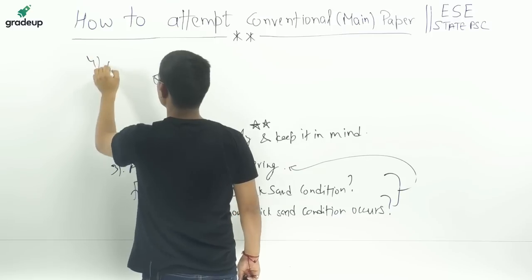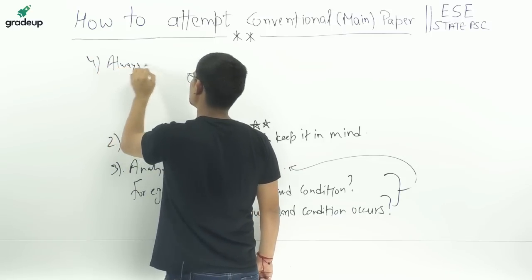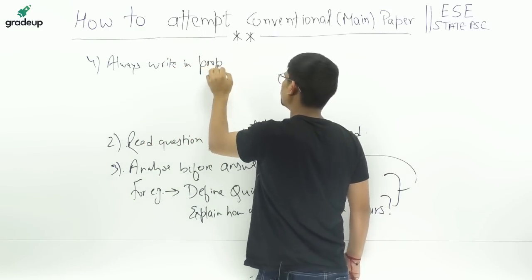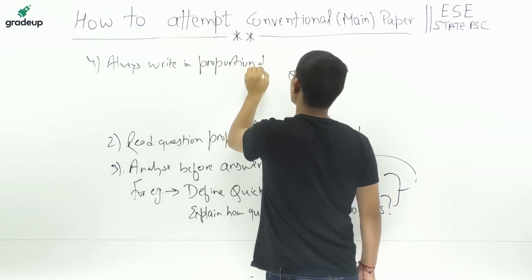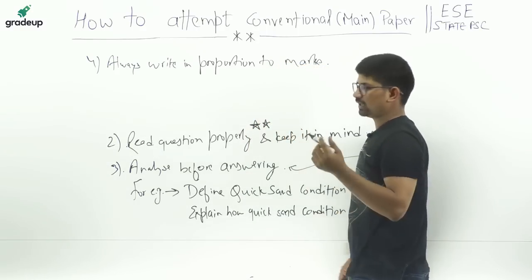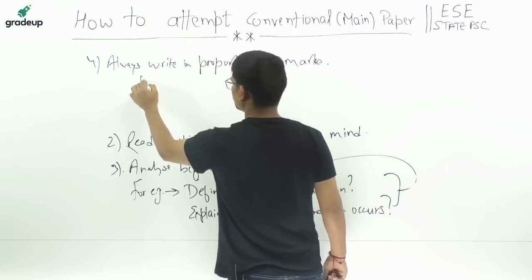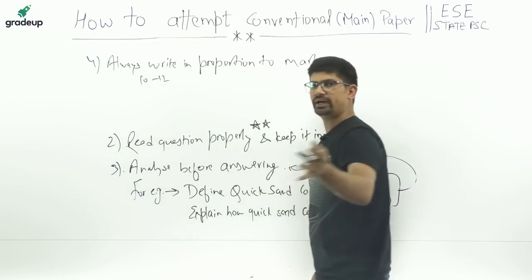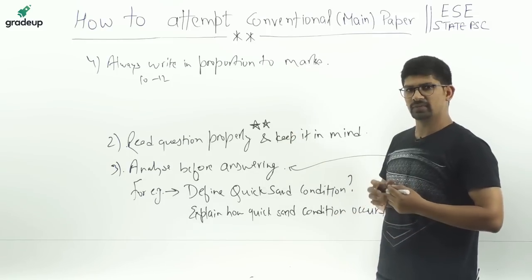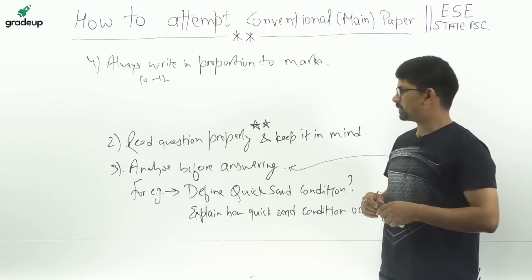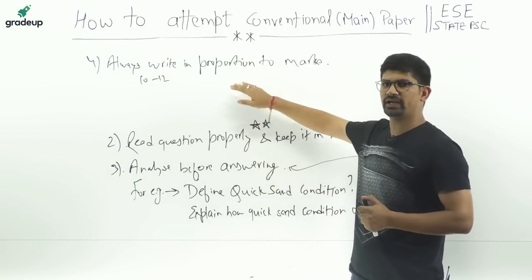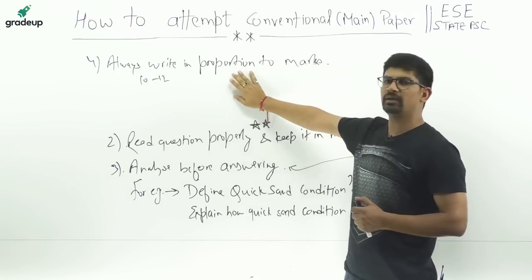Now the fourth thing is always write in proportion to marks. So if a question is of 10 or 12 marks, you should not go on writing 2-3 pages if the space is provided. In ESE, you are not provided with so much space freedom, so there it will not be such a great problem, while in state PSC exams this is certainly a big problem.